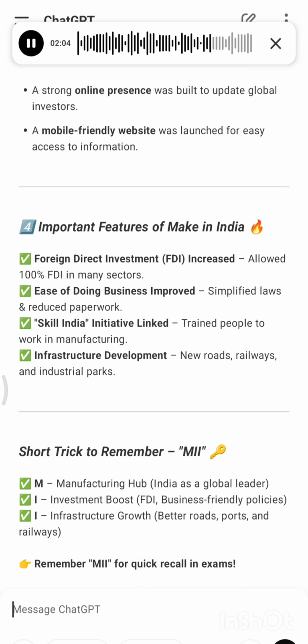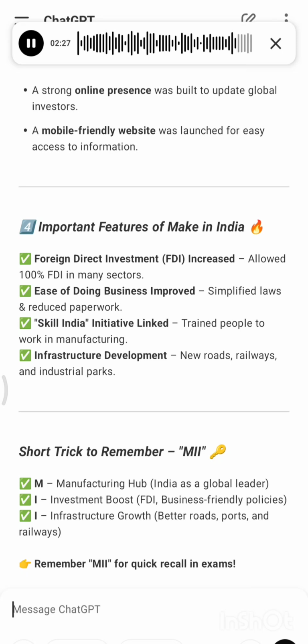Important features of Make in India. Foreign direct investment, FDI, increased. Allowed 100% FDI in many sectors. Ease of doing business improved. Simplified laws and reduced paperwork. Skill India initiative linked, trained people to work in manufacturing. Infrastructure development, new roads, railways, and industrial parks.